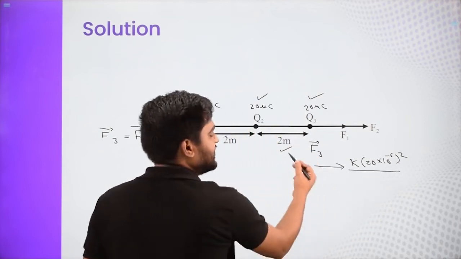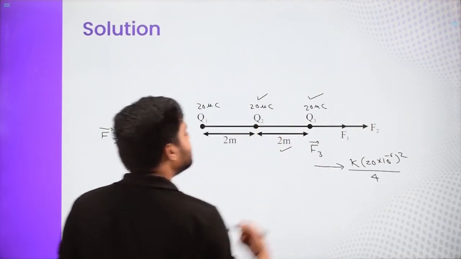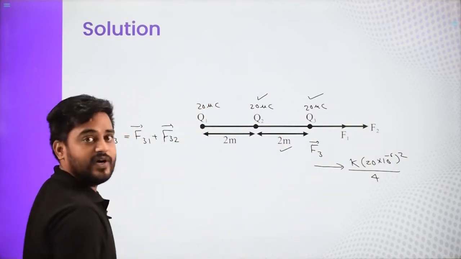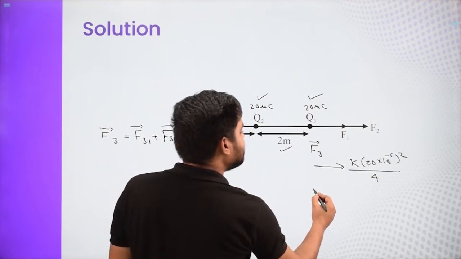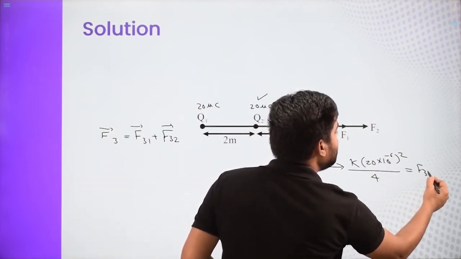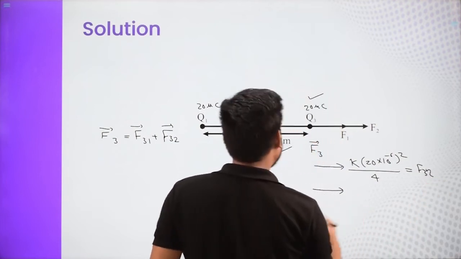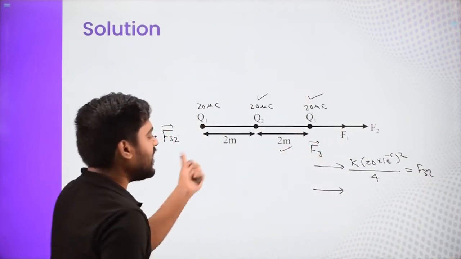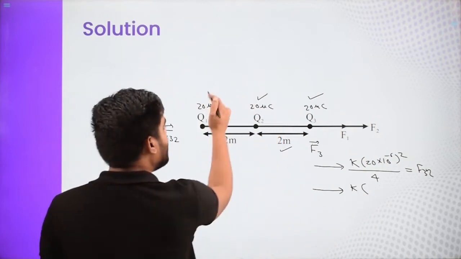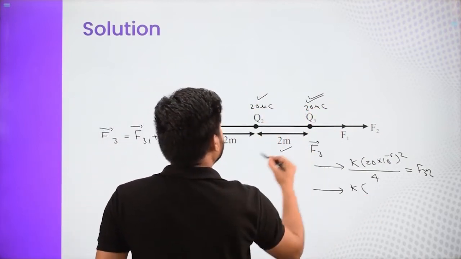So by r square, which is 4. So this is the repulsive force due to Q2. And Q1 will also repel Q3 in the same direction. So this is my force on 3 due to 2. And now I am writing force on 3 due to 1. So that is again K Q1 Q2 by r square.